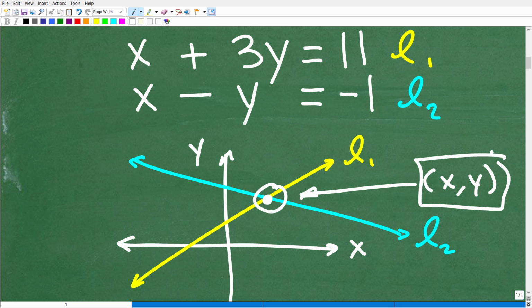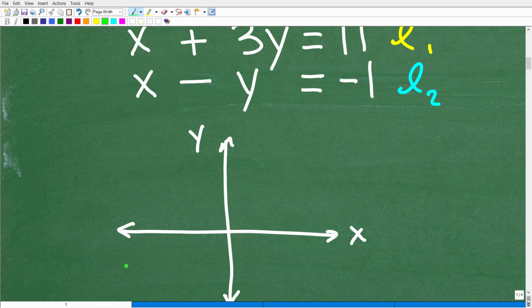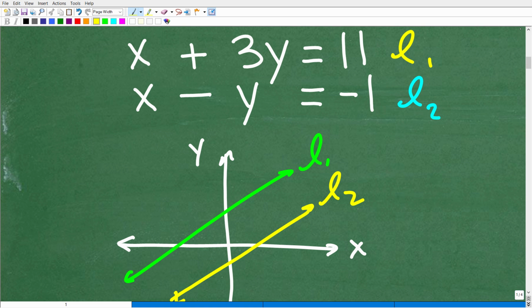Okay, but is there always going to be a solution? Well, not necessarily. Let's take a look at what could happen if we have two lines. You could have a situation like this. You could have one line go like that, and then you graph another line, and it turns out to be parallel to that line. Now, if you have this kind of situation, does this system have a solution? No. So this system does not have a solution.